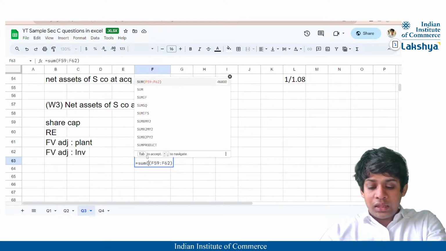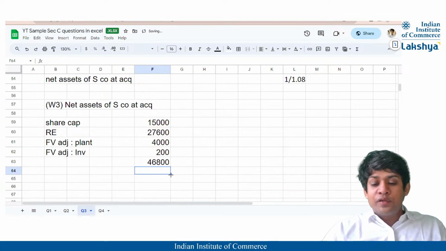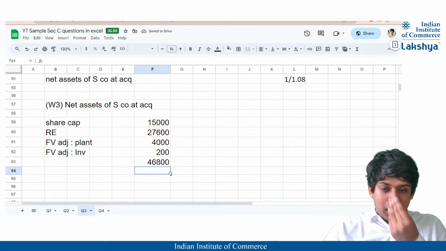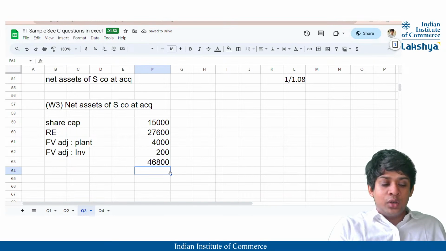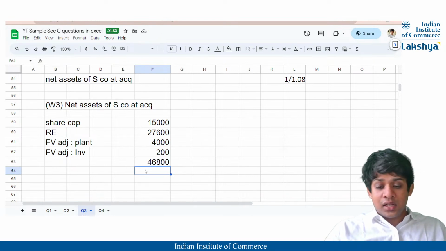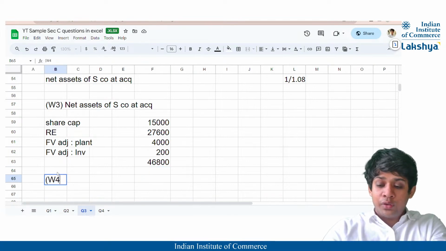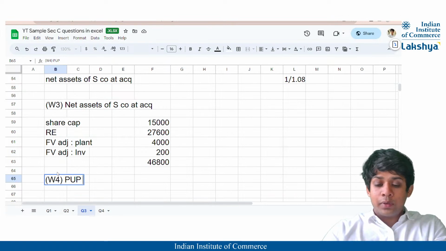So the total will be nothing but 46,800, right guys? So we are done with working note 3 also, which is required, that is 46,800. Okay. Now we'll prepare one more working note, working note 4, that is for our PERP.